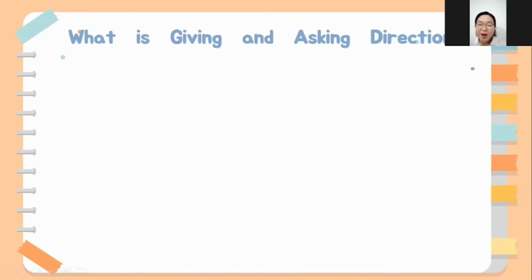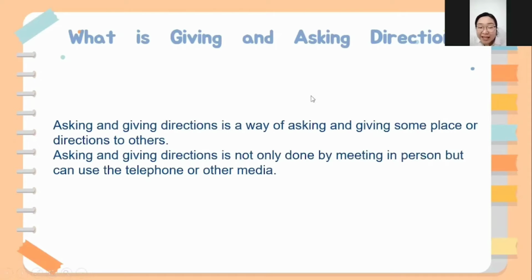Wow, good job. So here I have the definition, of course. Asking and giving direction is a way of asking and giving some place or direction to others. Asking and giving direction is not only done by meeting in person, but you can use the telephone or other media. So for example, ya, kita berada di sebuah negara yang kita belum datangi sebelumnya. Nah, di sana kan kita pasti nggak tahu tempat-tempatnya, terus jalannya di mana, kan kita nggak pernah ke sana ya.